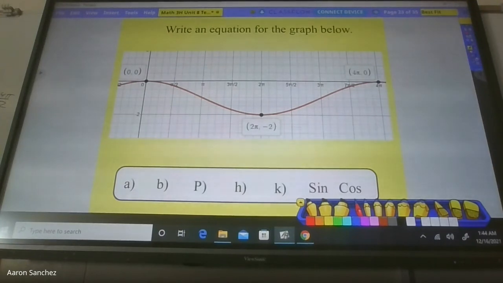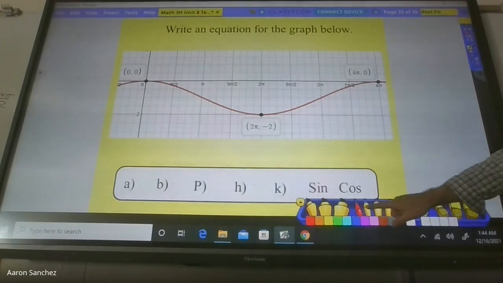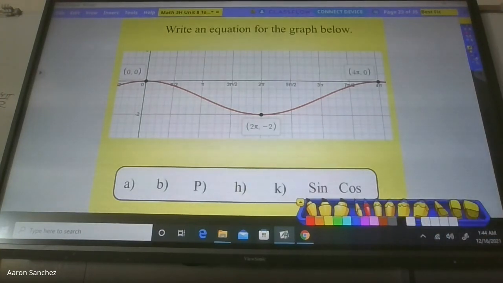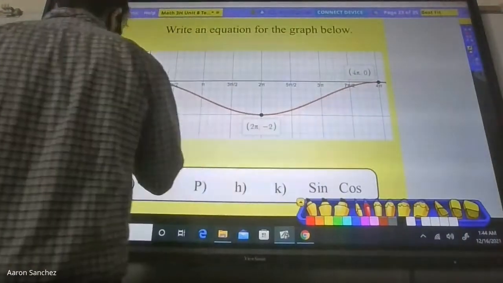Let's do the A and the K first. So for A, what am I gonna do for A? How do I figure out A? What am I gonna do? Draw a midline. So let's draw the midlines. Find the middle. We go here.